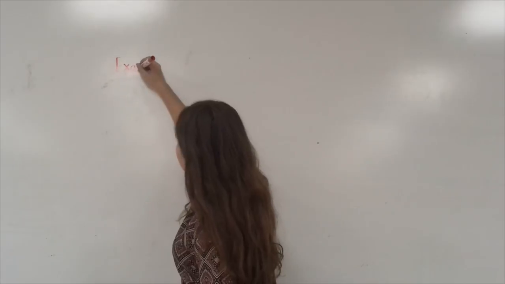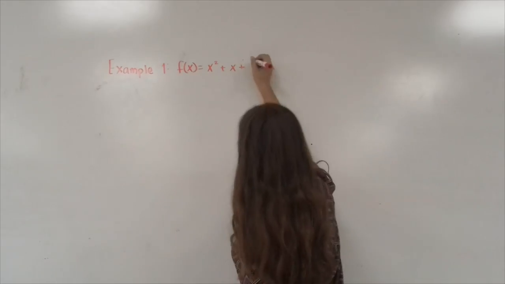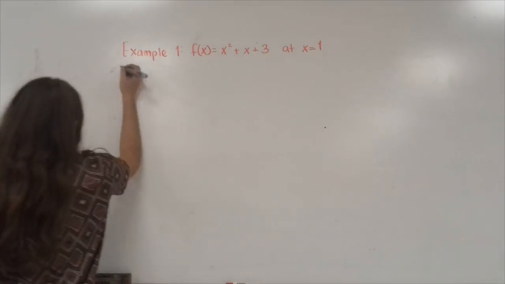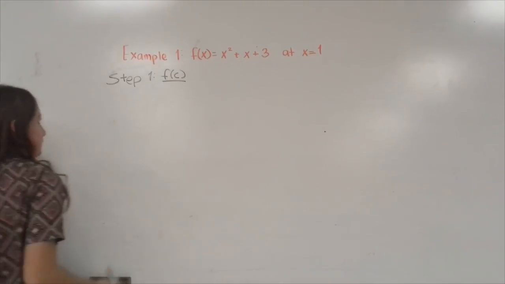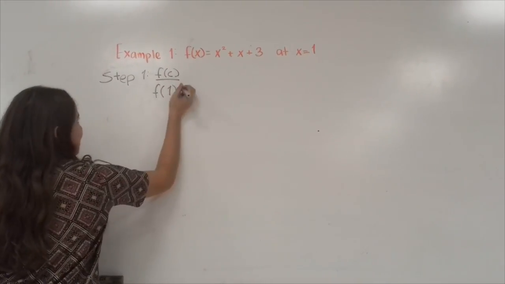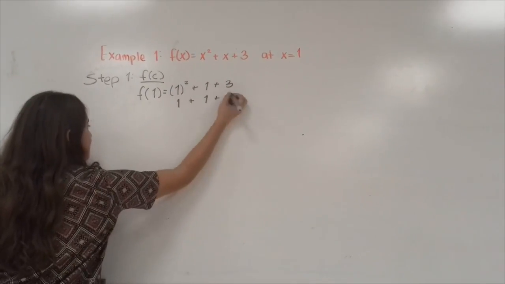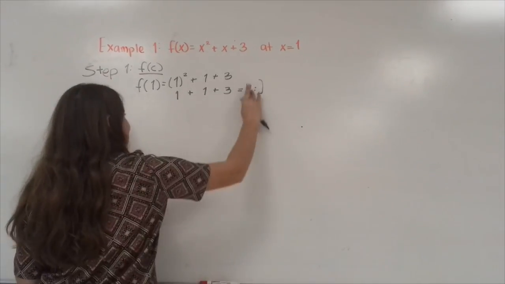Let's see an example to understand this better. Example 1. We need to get the tangent line of f of x equals x squared plus x plus 3 when c equals 1. First, let's get f of c, which will ultimately be y1 in our tangent line formula. Since c equals 1, we substitute x for 1, getting f of 1 equals 1 squared plus 1 plus 3. We solve our expression and have that f of c equals 5.